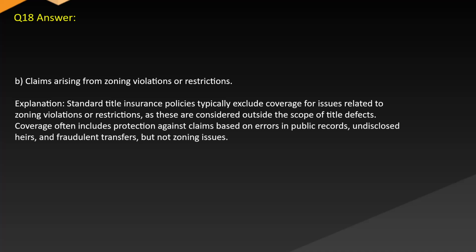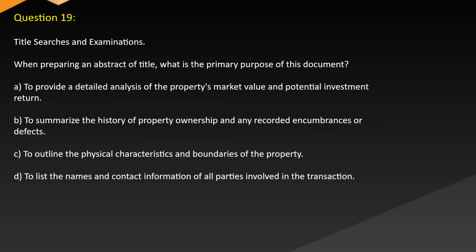Answer. B. Claims arising from zoning violations or restrictions. Explanation. Standard title insurance policies typically exclude coverage for issues related to zoning violations or restrictions, as these are considered outside the scope of title defects. Coverage often includes protection against claims based on errors in public records, undisclosed errors, and fraudulent transfers, but not zoning issues.